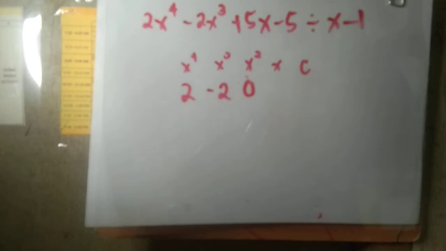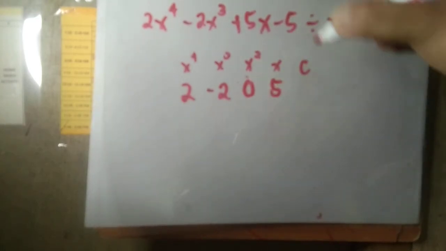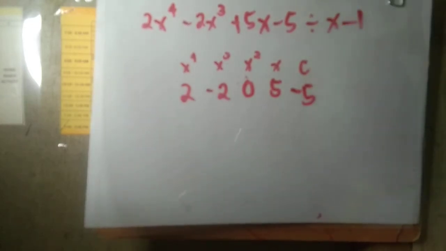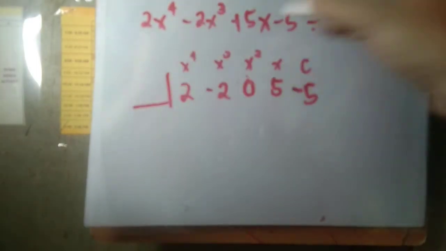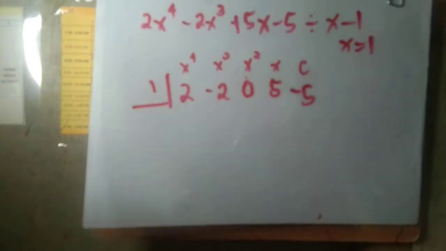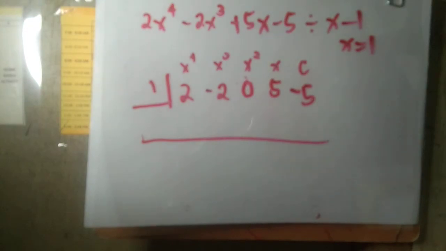Okay? And then, kay 5x naman, yung numerical coefficient ay 5, at yung constant mo ay negative 5. So, kailangan 5 numbers yan. So, dito naman, your x is equal to 1. So, 1 yung nasa gilid dito sa kaliwa. Sorry. Yan. So, simulan na natin yung division.